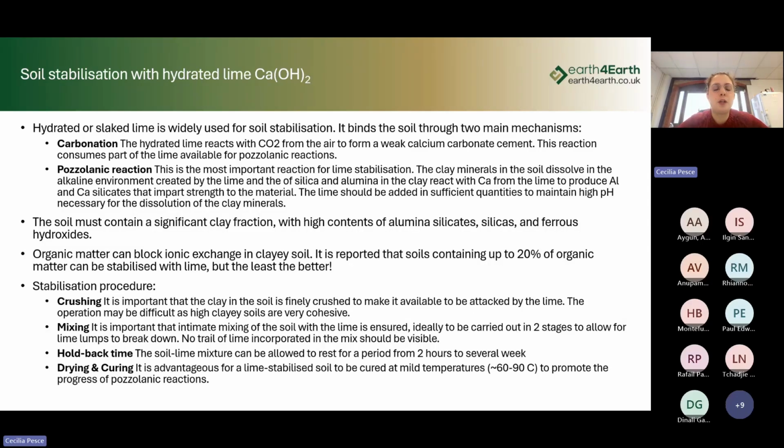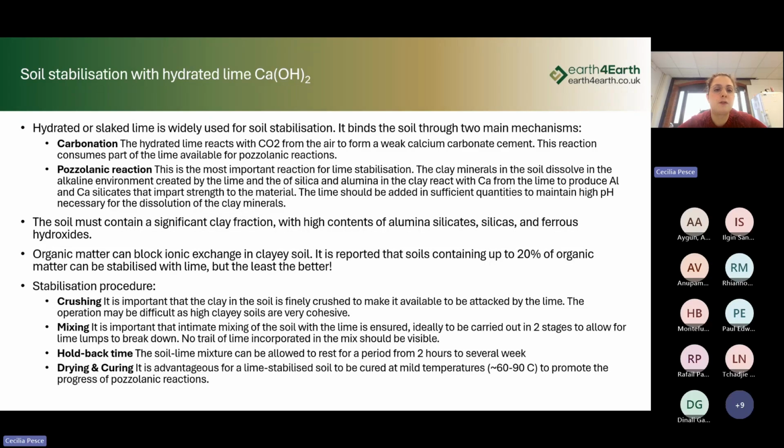So in order to be able to do this, we need to have a soil that contains a significant clay fraction with high contents of alumina silicates, silicas, and ferrous hydroxides. Organic matter hinders this type of process, so it's recommended not to use a soil that has more than 20% of organic matter, but the less the better, definitely.